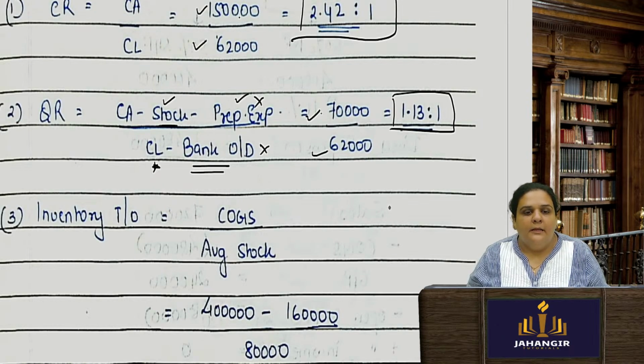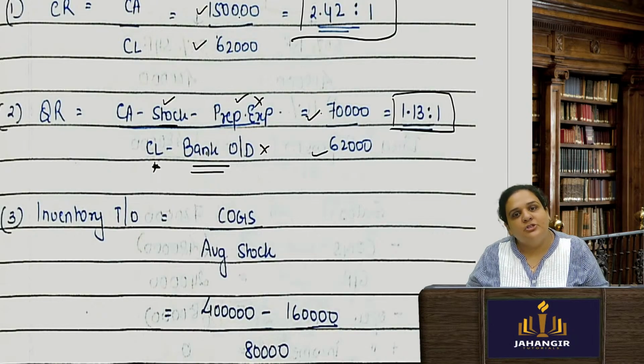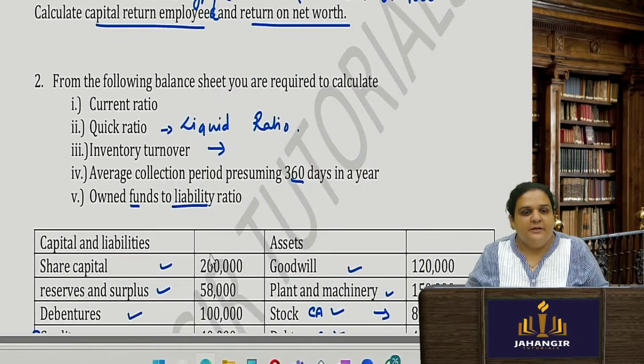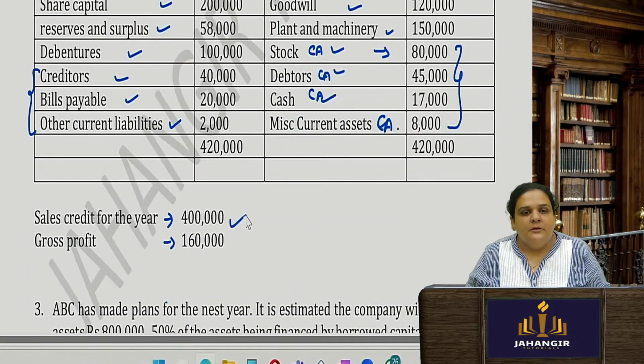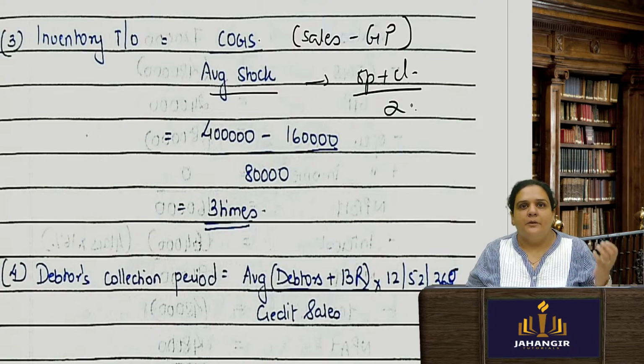Then we have inventory turnover ratio. Inventory turnover ratio means COGS upon average stock. Now COGS they have not given me, but they have given me sales minus gross profit will give me my COGS. So sales figure is given to me here. Gross profit is also given to me. So COGS will be 4 lakhs minus 1,60,000. Average stock. Average means opening plus closing upon 2. But nothing is given to me. Opening, closing figures are not given to me.